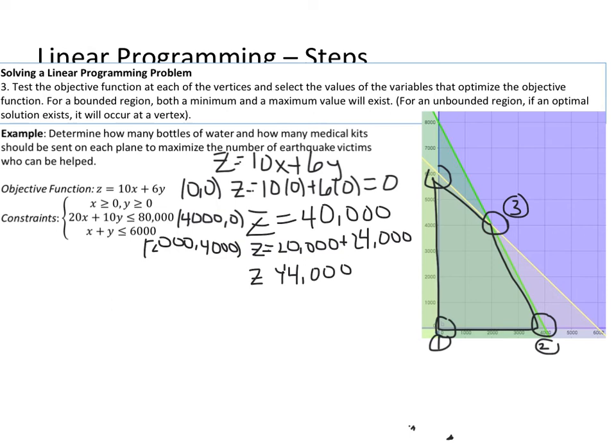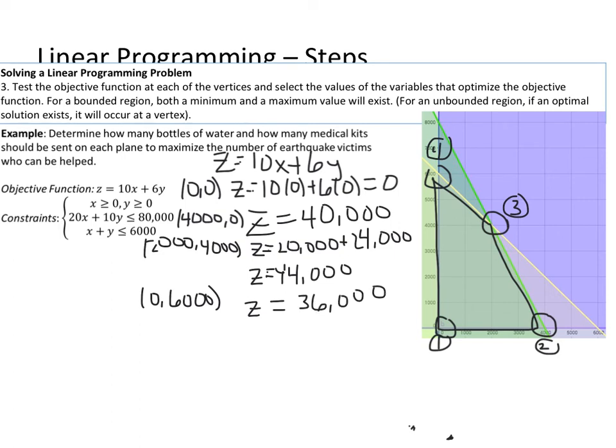Okay. And then our fourth intersection point is on the y-axis. It is 0, 6,000. Okay. We only need to calculate the y because 10 times 0 is 0. So 6,000 times 6 would be 36,000.